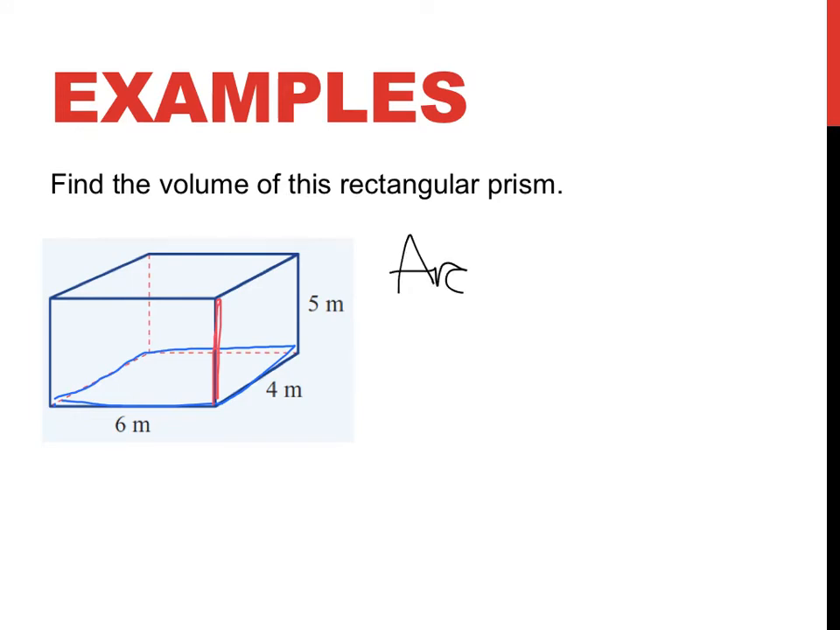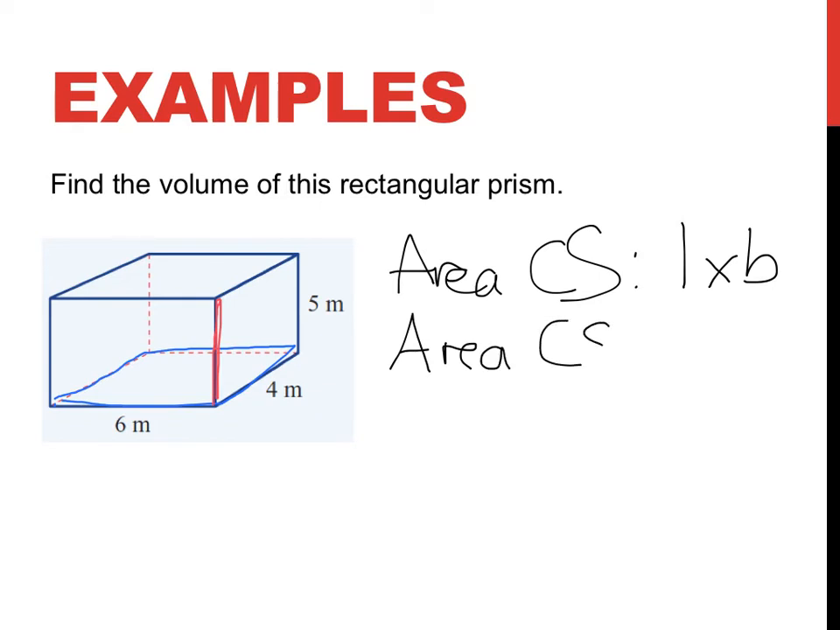So the area of the cross-section. First, identify what shape the cross-section is. It is a rectangle, so my formula is length times breadth. If I sub in, the area of the cross-section is 6 by 4, which is 24. So that's the area of my cross-section. In order to get the volume, I take the area of the cross-section and multiply it by the height that is at 90 degrees to it. In this case, it's 5 meters.